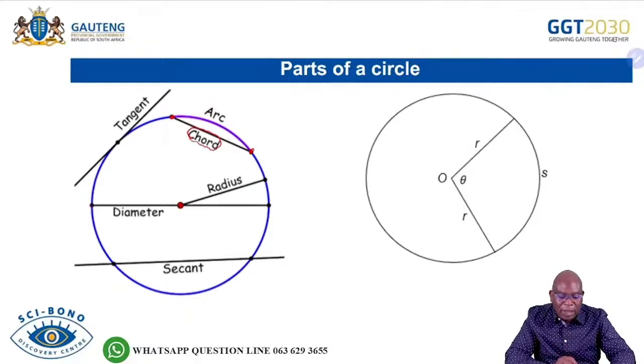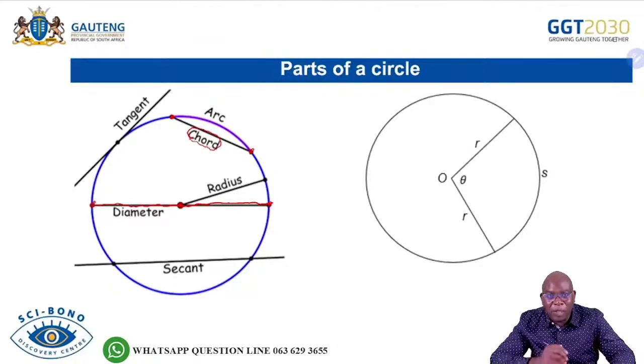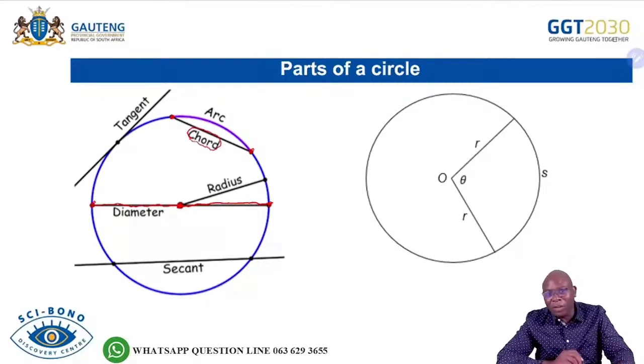There's a diameter. The diameter, it's a chord. It is a chord because it's from one part of the circle to the other part of the circle. It's a special kind of chord. Why? Because it passes through the center. So if it's a special kind of chord, we no longer call it a chord, we call it a diameter. So we give it another name. So a diameter is a chord, a special kind of chord, but it passes through the center of the circle. That's why we give it a separate name.